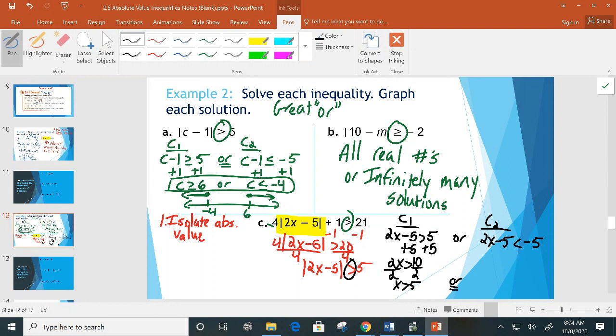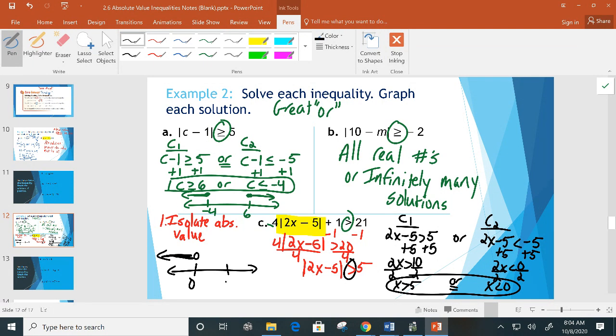Or add 5, add 5. 2x is less than 0. That's okay, I can do that. We can have 0 over 2, or x is less than 0. There's my solution. Let's graph it over here on the left. Or compound inequality, we're going to shade on the outside regions here. Open circle at both of these. Less than 0, shade left. Or greater than 5, open circle at 5, and shade right. And there's my graph representing this.